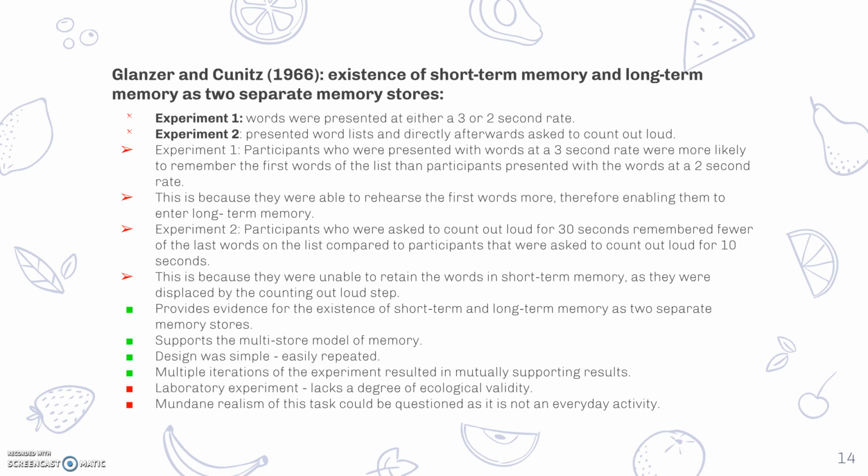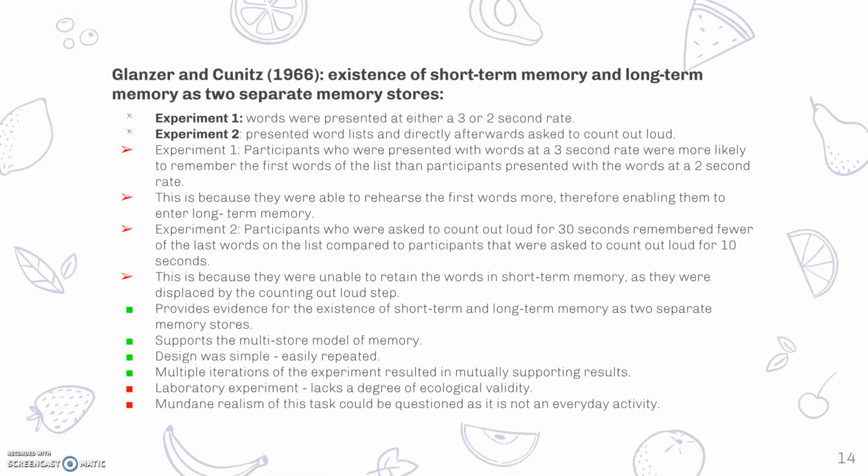And in the second experiment, participants were presented word lists and directly afterwards asked to count out loud. Participants who were asked to count out loud for 30 seconds remembered fewer of the last words on the list than the participants that were asked to count out loud for 10 seconds. And this is, according to the researchers, because they were unable to retain the words in short-term memory as they were displaced by the counting out loud step. So essentially, this study provides evidence for the existence of short-term memory and long-term memory as two separate memory stores.